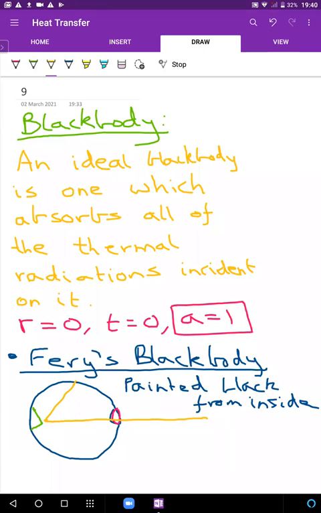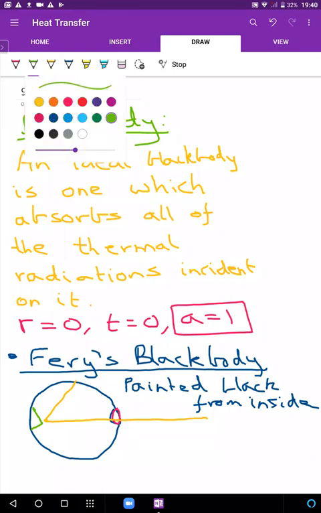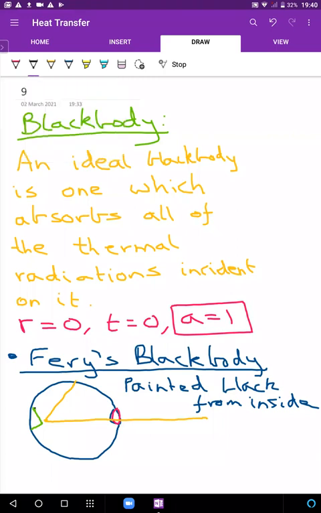A mirror reflects almost everything, this will absorb almost everything. In fact, this color is a little misleading. Let me just paint this black. This is something which is black in shape, black in color. So this is going to absorb most of the radiations falling on it.